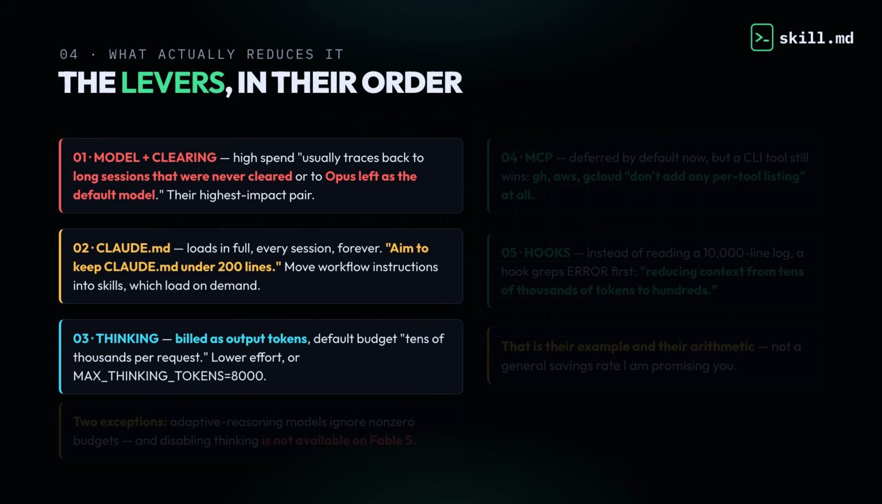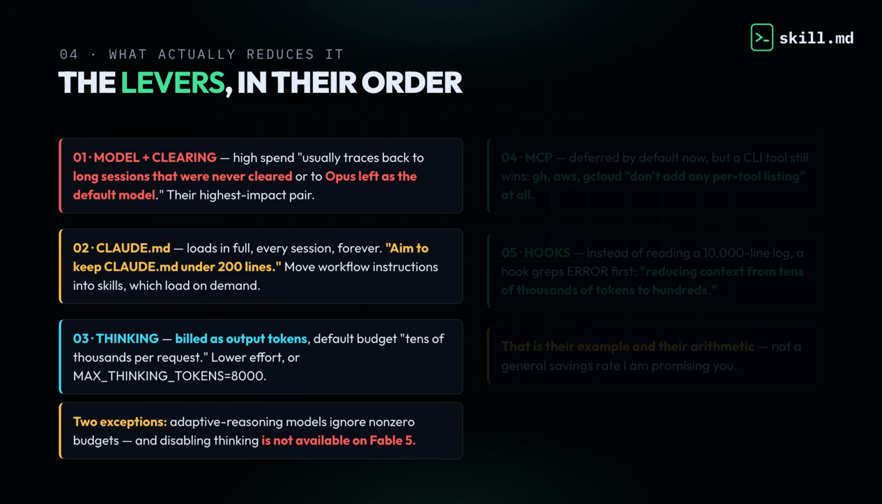Third, extended thinking. Thinking tokens are billed as output tokens, the expensive kind, and a default budget can be tens of thousands of tokens per request. You can lower the effort level or set max thinking tokens, and their example is 8,000. But 2 exceptions matter. Adaptive reasoning models ignore non-zero budgets, so use effort levels there instead. And disabling thinking is not available on Fable 5, which always uses extended thinking.